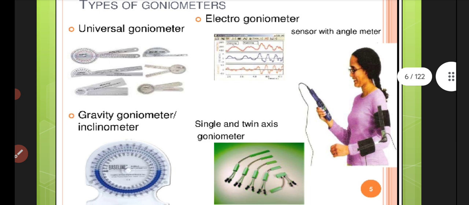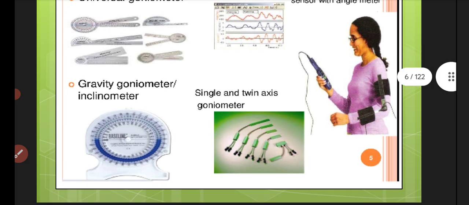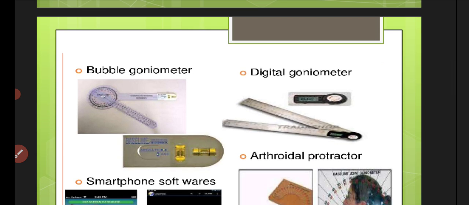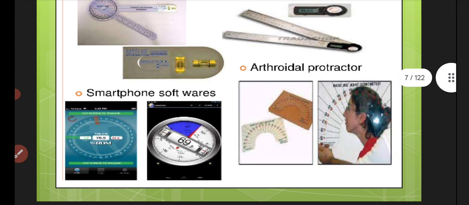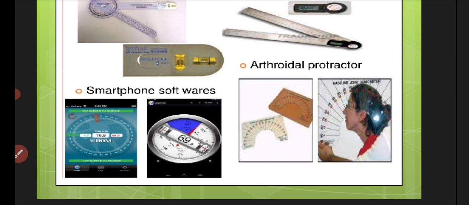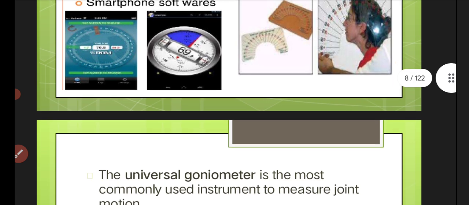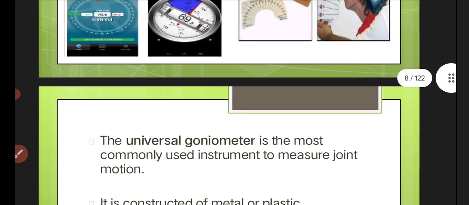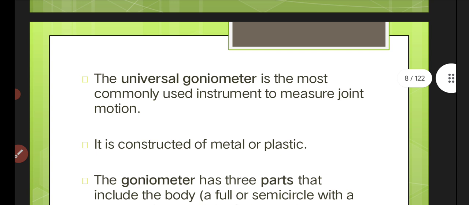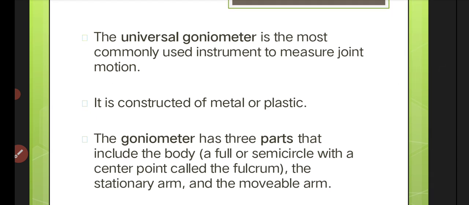Types of goniometer: gravity goniometer or inclinometer, single or twin axis goniometer, bubble goniometer, digital goniometer, smartphone software goniometer, and arthrodial protractor. These are the types of goniometer in total, and normally we use the universal goniometer, which is the most commonly used instrument to measure joint range of motion, constructed of metal or plastic. The universal goniometer is made of either plastic material or metal. We normally use the metal one.